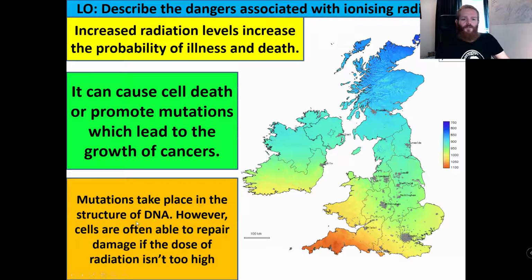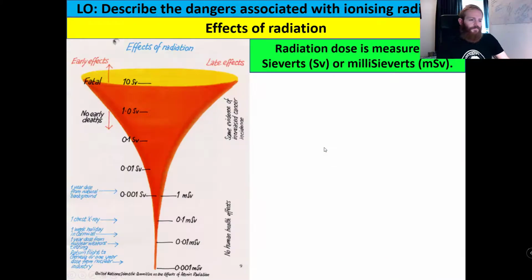So mutations take place in the structure of DNA. However, cells are often able to repair damage if the dose of radiation isn't too high. We're pretty good as humans. Our body is pretty good at dealing with radiation in certain amounts. So right now, for example, you're being bombarded by cosmic rays and background radiation from the ground and soil around you. Your body puts up with that on a daily basis, and quite often it can just fix whatever damage has been done to cells. Or, if push comes to shove, if your body can't fix a cell, it just destroys the cell, and then a new one pops up and takes its place. So it's important to note that we're surrounded by background radiation.